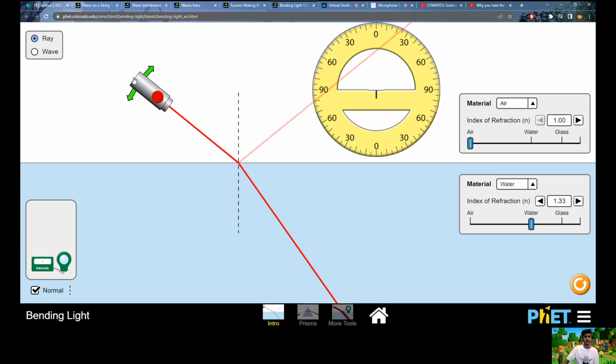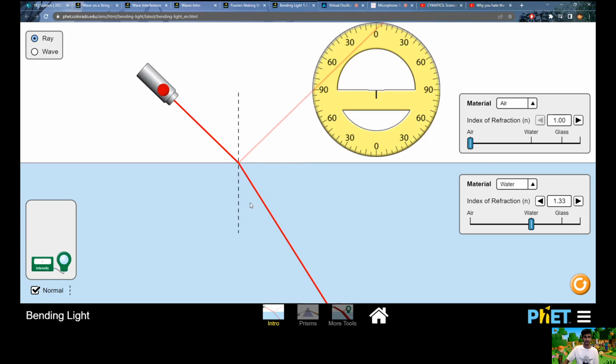So when a light beam goes from a less dense medium like air into a more dense medium like water, it bends towards the normal, so the angle of refraction is smaller than the angle of incidence. Now, even though I use the word density here, it's not the same density as mass over volume. It's something called the optical density, which is measured by the index of refraction.